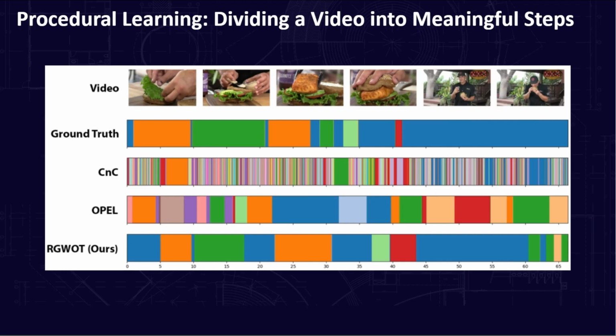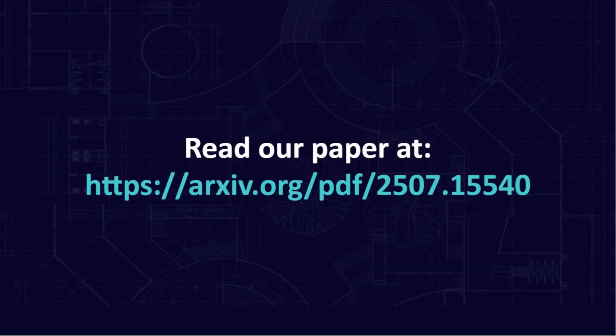By combining robust self-supervised alignment with structure-aware regularized optimal transport, our framework learns procedures directly from raw, unlabeled videos. RGWOT produces clearer alignments, cleaner steps, and more accurate temporal ordering than prior work. We believe this pushes procedural learning towards scalable, annotation-free video understanding.